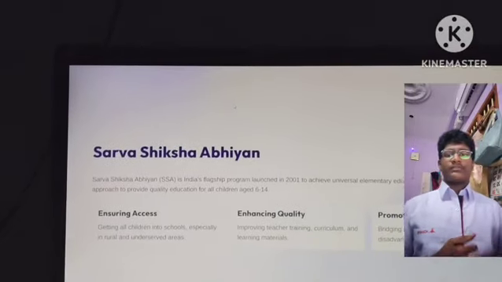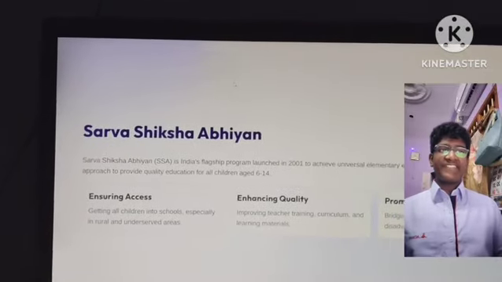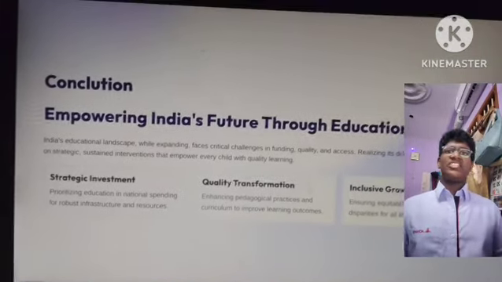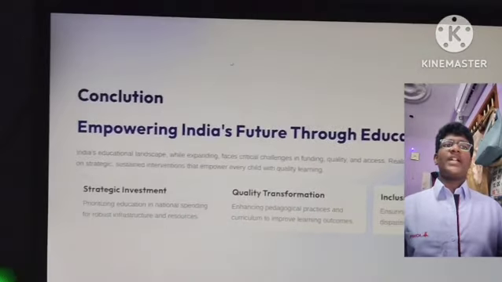Enhancing quality: improving teachers' training, curriculum, and learning materials. Promoting equity: bridging disparities for girls and disadvantaged groups. Conclusion: empowering India's future through education.